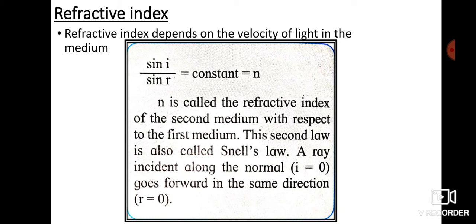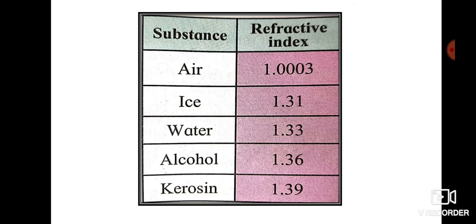The refractive indices of some substances with respect to the vacuum are given in the table in the textbook, page 75. Now the refractive index of a medium with respect to vacuum is called its absolute refractive index. Now here you have the table. This table is given in 3 rows, but only this part is there for the exam. The remaining 2 columns are deleted. So girls, you can just go through the values of refractive index of air, ice, water, alcohol and kerosene.